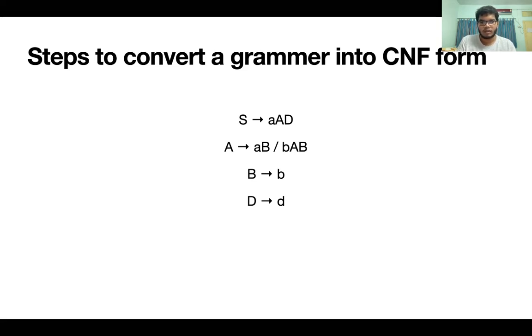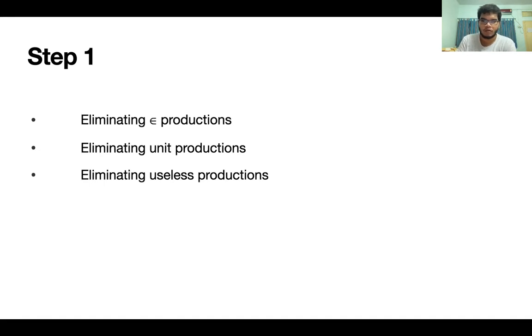So the given grammar is not in CNF, as we can see that in the first production itself there are more than two symbols, with two non-terminals and one terminal. And also in the second production, where A gives small a and capital B, this is of a form which is not acceptable in Chomsky normal form, but the later two productions are in Chomsky normal form. So generally step one involves eliminating null productions, eliminating unit productions, and also eliminating useless productions.